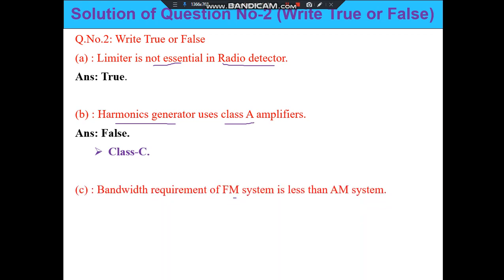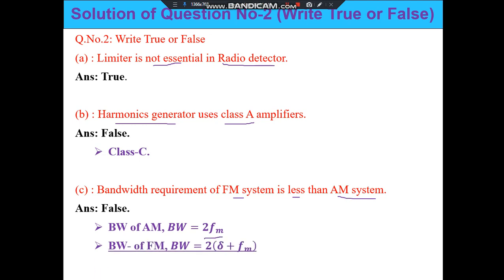Bandwidth requirement in FM system is less than the AM system. This statement is also false because in FM the bandwidth is 2 delta f plus fm. So this 2 delta f plus fm is higher than AM. So the answer is higher, not less. That's why this statement is false.